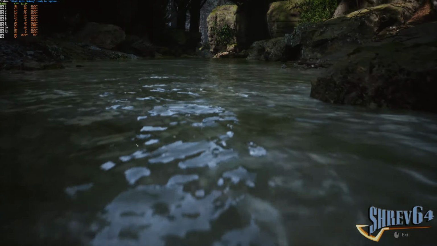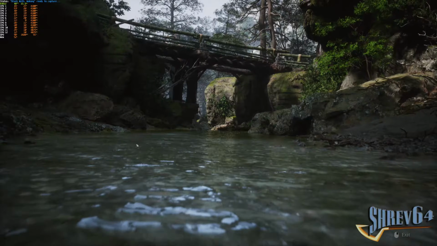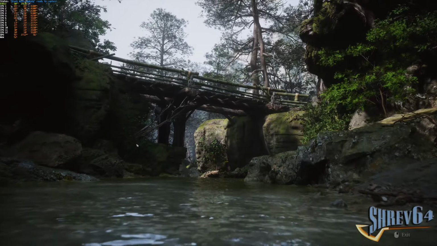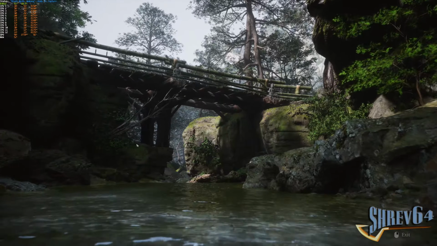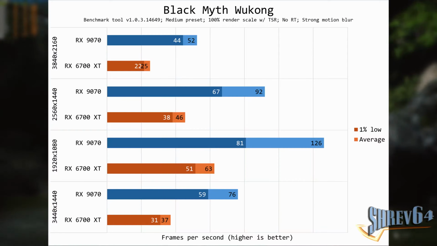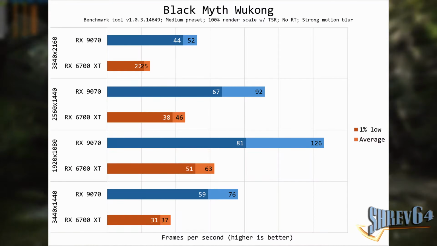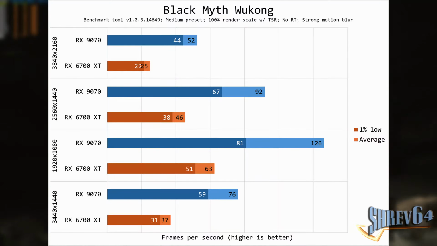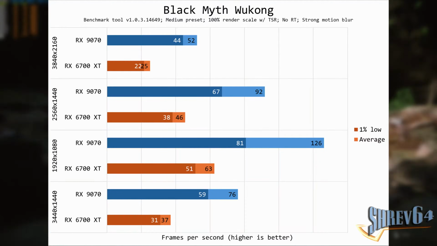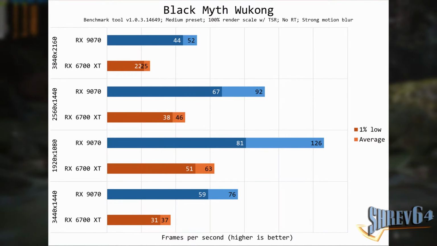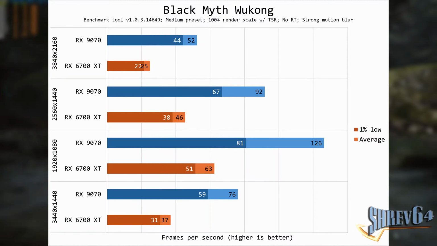Black Myth Wukong is quickly becoming a favorite of mine and quite frankly was the main motivator for me to upgrade my graphics card in the first place. The 6700 XT struggled to hit 60 FPS consistently at 1080p, but now the 9070 comfortably delivers above 60 FPS. Across the resolutions tested, the 9070 is twice as fast as the 6700 XT in this title.